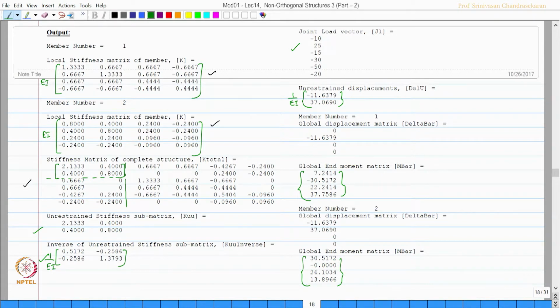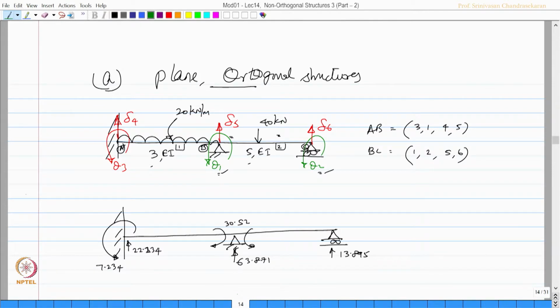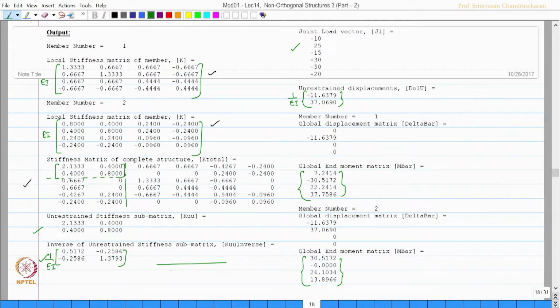Let us try to plot this. You will see for member 1, let us draw this again. This is anti-clockwise 7.24 and this is clockwise because negative. So 30.52, this is upward, 22.24, this is also upward, 37.76. For the member 2, this for the member 1.